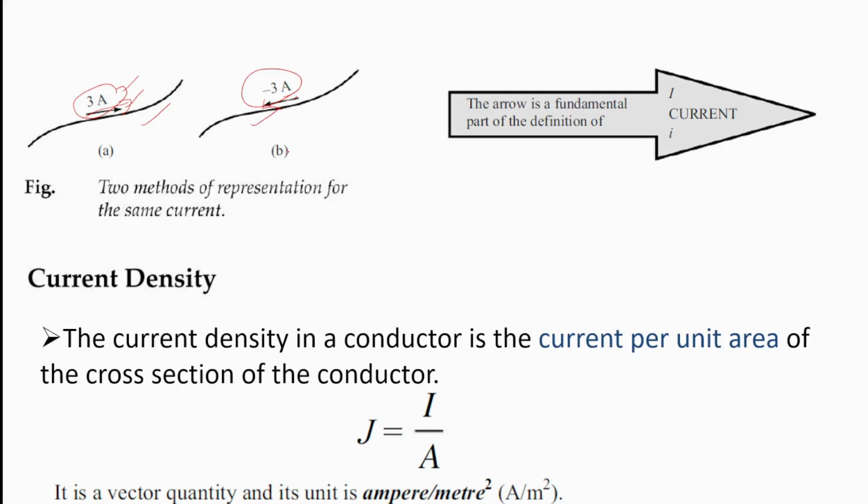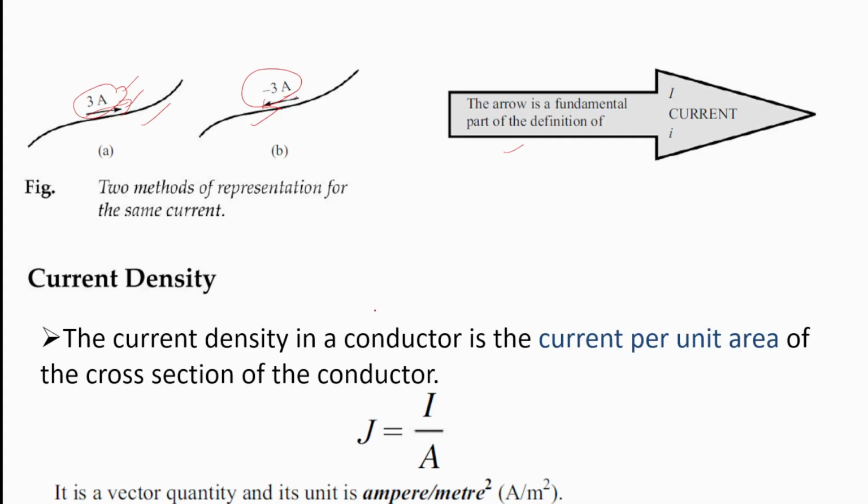In any way, these are the different representations, or two methods of representation, for the same current. So here the final conclusion is that the arrow is the fundamental part of any definition of the current, of how the current flows. That means in which direction the current flows is the matter.